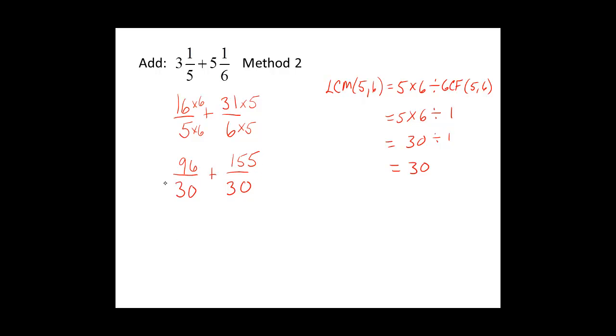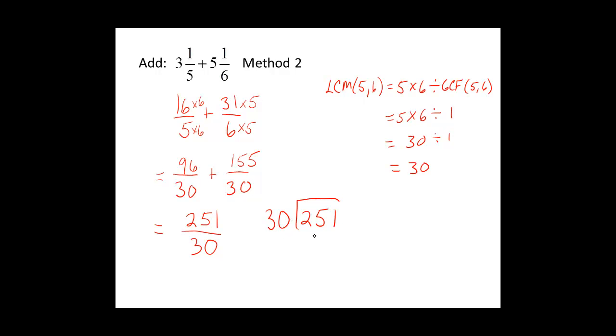Now we have a common denominator, and now we can add the numerators. 96 plus 155 is equal to 251, keeping the same denominator. This is the answer as an improper fraction. We can change it to a mixed number by putting the numerator in under the division symbol and divide by the denominator.